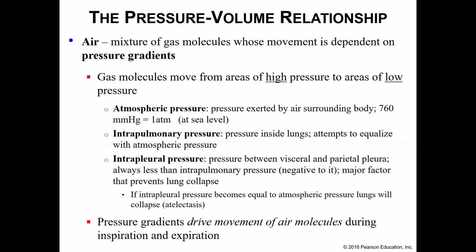We have three pressures that we're going to need to keep in mind. You are going to want to remember the differences between these. First of all, atmospheric pressure is just the pressure exerted by the air surrounding your body. At sea level, this is 760 millimeters of mercury. Sometimes you will see that referred to as 1 atmosphere, 1 ATM. It's not where we get the money, it's 1 atmosphere. Notice we do say at sea level.